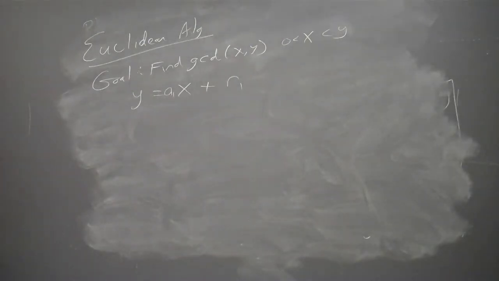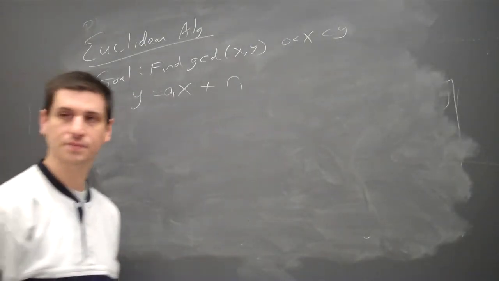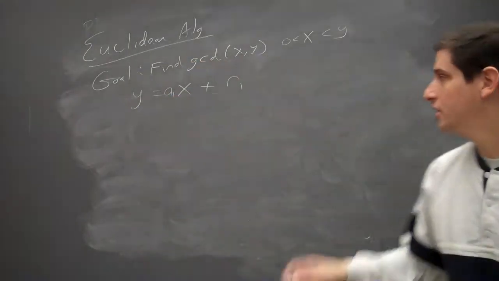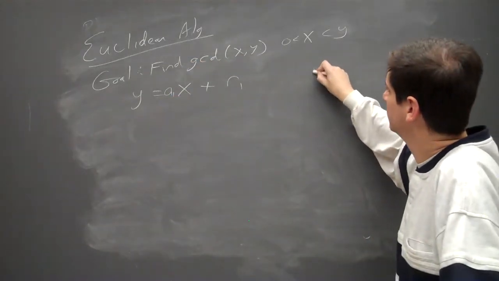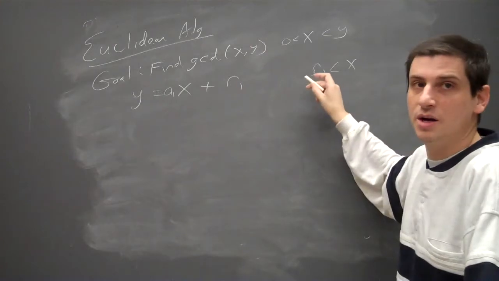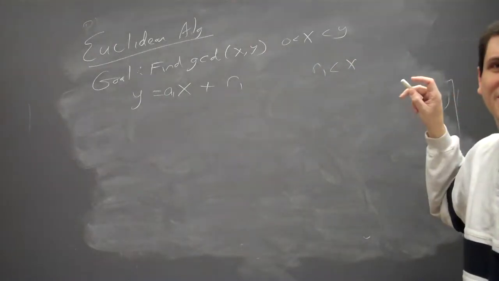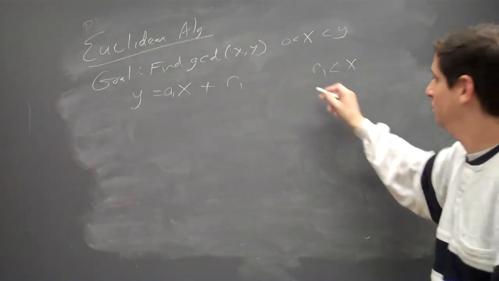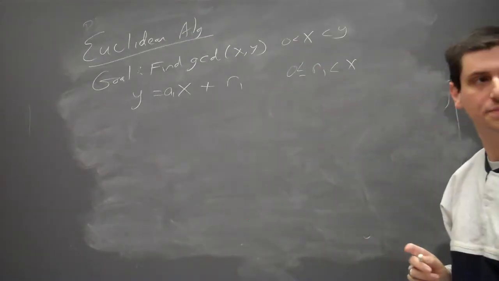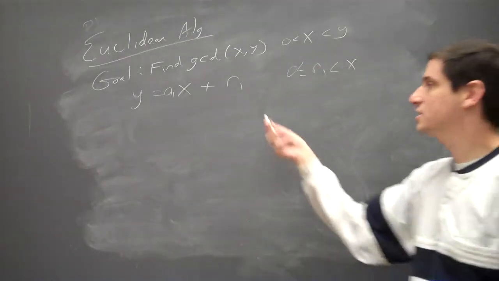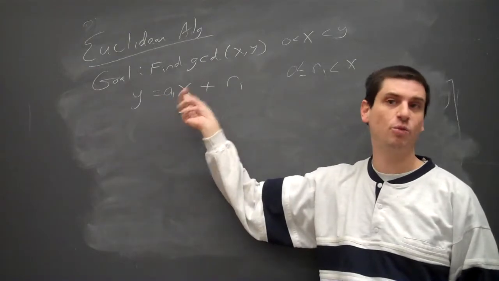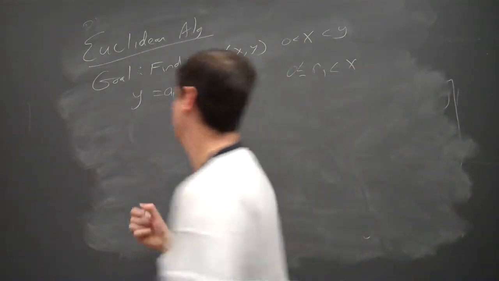What can you tell me about the remainder? Less than x. And you can tell me a little bit more. Greater than or equal to 0. It could be 0. I basically subtract off as many copies of x as I can from y, and what's left over is my remainder.